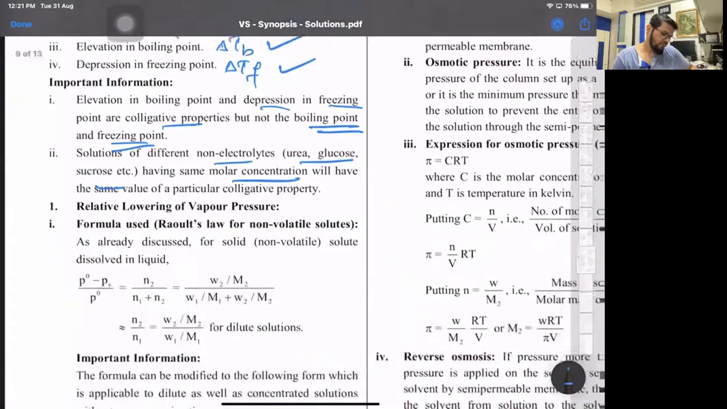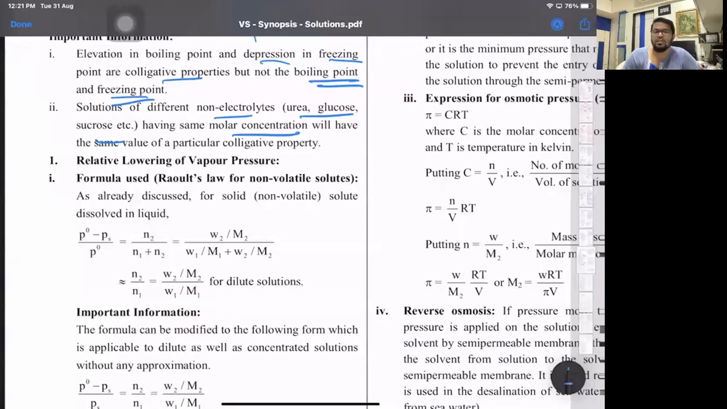So now seeing each one, relative lowering. Now relative lowering wise, we can calculate the formulas over there. First is P naught minus Ps upon P naught is equal to N2 upon N1 plus N2, where we say in the denominator, N2 is neglected because the solution is very, very dilute. So we have the formula, that is a part over there. P naught minus P upon P naught is equal to W2 by M2 upon W1 by M1. So we can here calculate M2, which is the molar mass of the non-volatile solute.